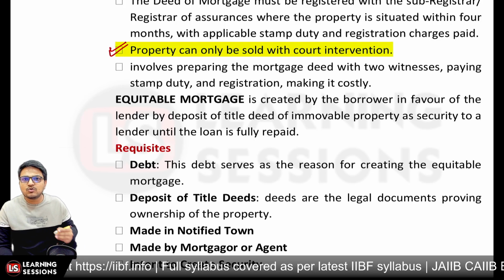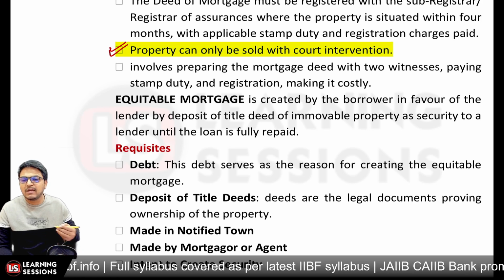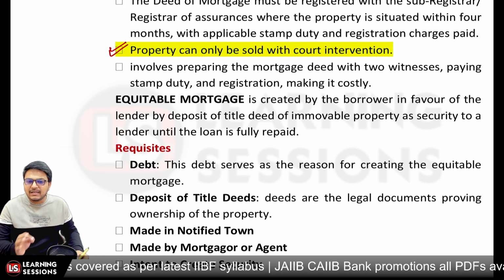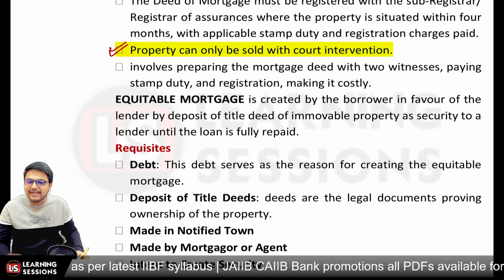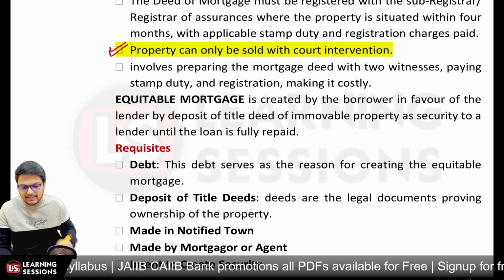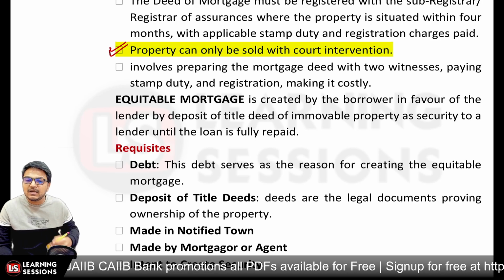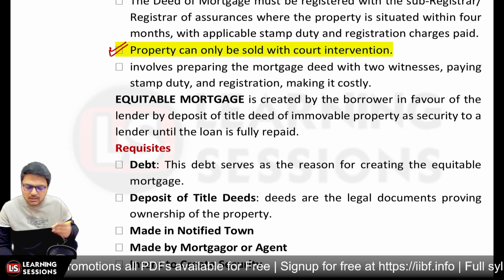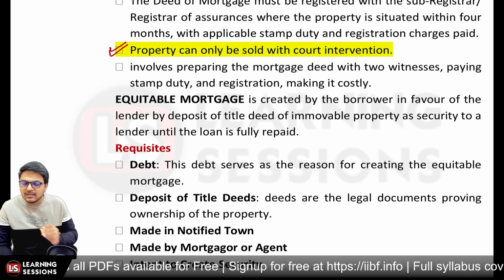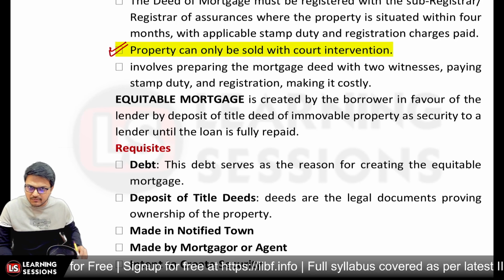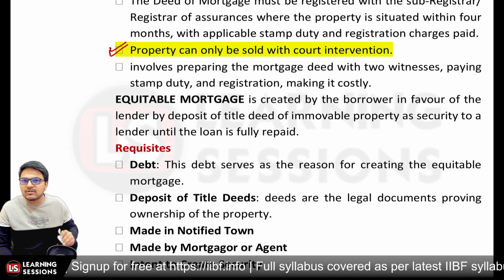That the borrower is going to create a mortgage in favor of the mortgagee, that is a lender, by depositing the title deeds of immovable property as a security to the lender, and also confirm the reason why the borrower is going to deposit the title deeds to the lender, right? So there are lesser complications involved, and further the requisites related to the same are what?